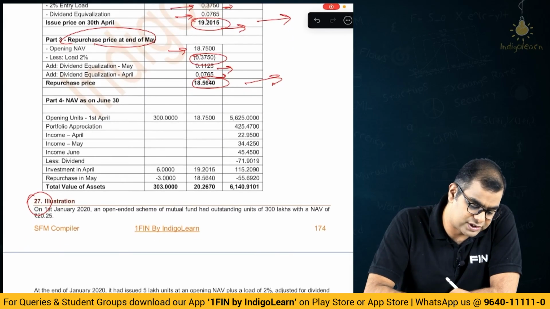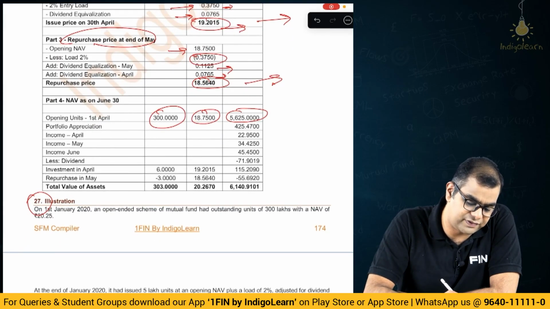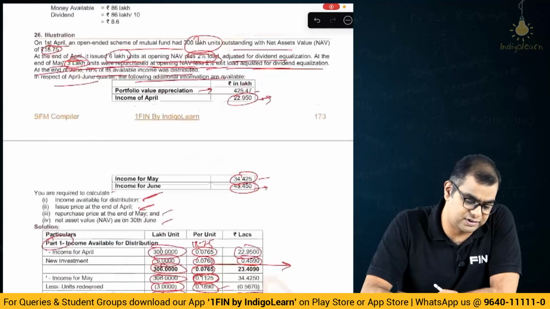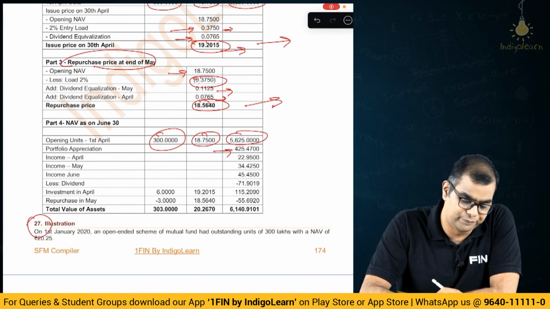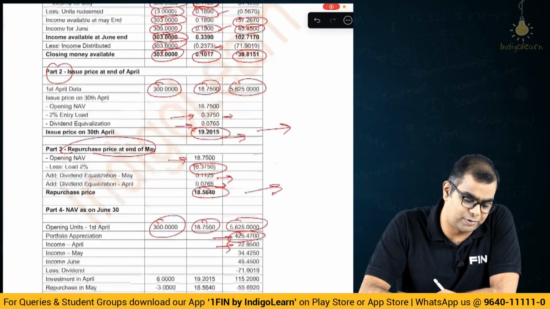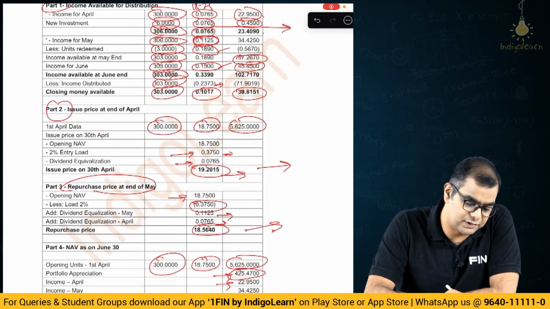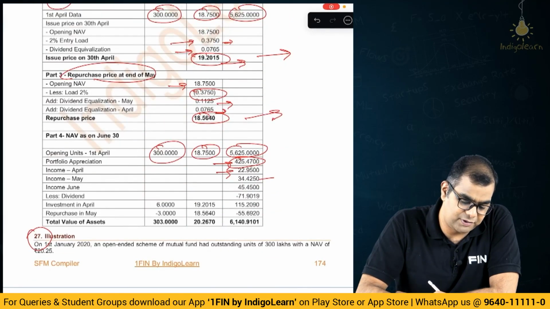So, opening units 300 lakhs, 18.75, 5625 lakhs. Then portfolio appreciation is how much they themselves have given, some 425.47. This is over a 3-month period, April, May, June. This is the appreciation, the portfolio. Then income of April, how much? They have given 22.95, which is what we took here. Where is it? 22.95. Then same income of May, income of June.